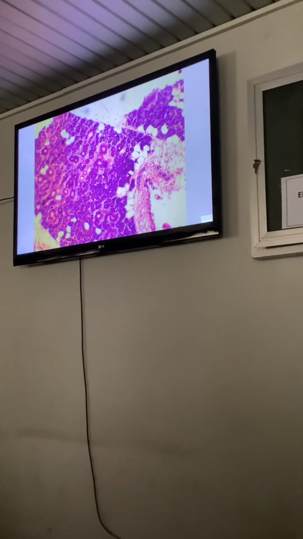Specialized section in the submaxillary or submandibular gland. This is the second type of salivary gland. This gland is a branched tubulo-acinar gland.